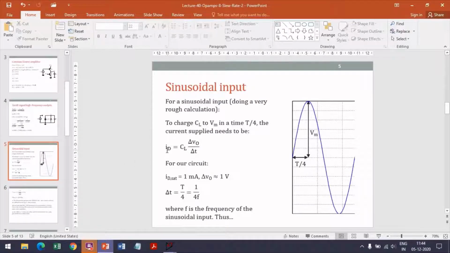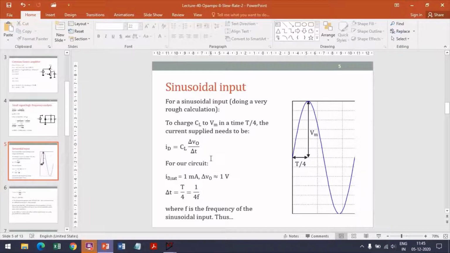So the current that must flow is ID equals C dV by dt, and for the sake of approximation, let us replace this sinusoid with a straight line, so that we can write this as delta V by delta T times CL. And our ID SAT, as we saw last time, is 1 milliampere. So 1 milliampere is available to cause this charging or discharging of the capacitor. CL was 1 nanofarad. Let us assume that the delta VO, this capital VM, is 1 volt. And delta T of course is T by 4, which is 1 by 4F.